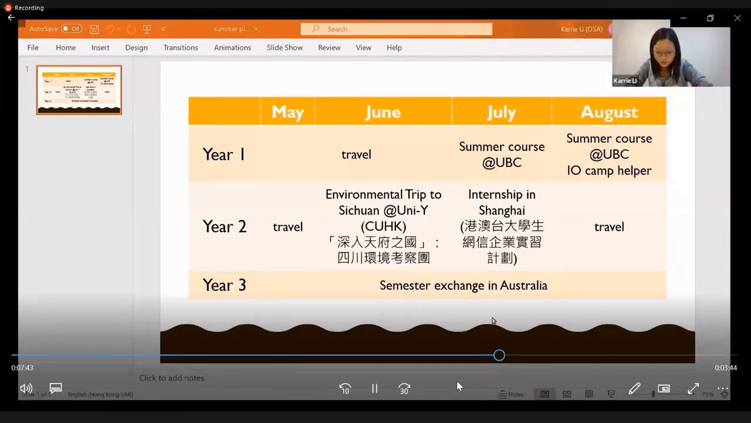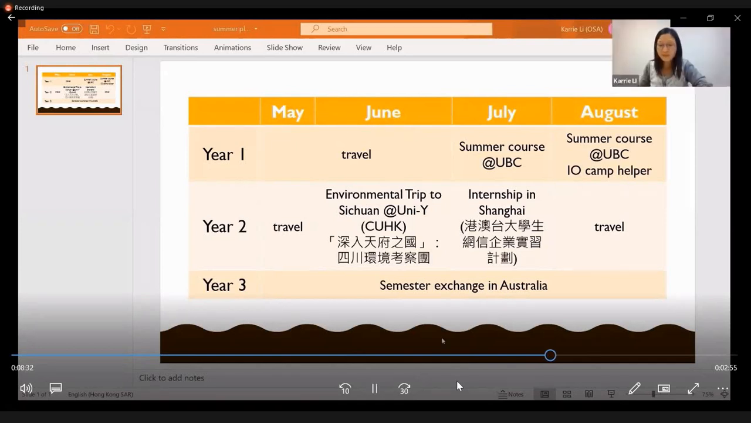Right. You have joined different kinds of summer programs, including summer courses in overseas countries, an environmental trip, and an internship in mainland China. How did you get to know of all these opportunities? I actually got to know all of these activities through my emails, through my CUHK emails. I know there are a lot of emails sent to you every day, but I suggest that you still scan them, find activities that you're interested in and pin them first, so you can go back to them when you're planning for your summer.